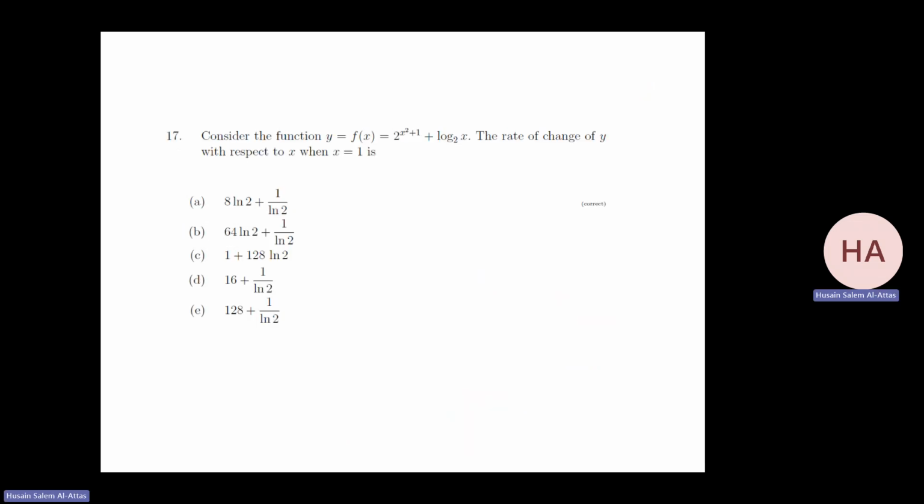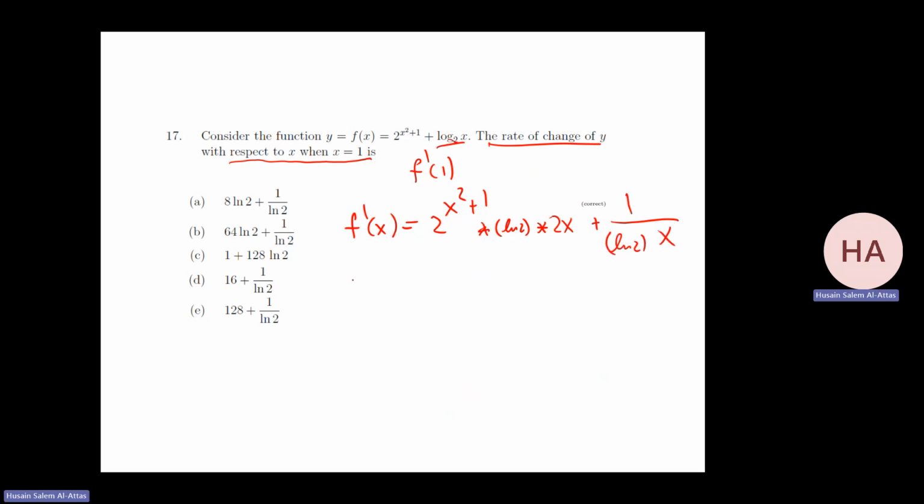Within this function, the rate of change of y with respect to x equal. What do they want? They want f prime at 1. So let me find f prime. f prime will be 2 to the power u times ln 2 times derivative of u, which is 2x plus, what's the derivative of this? 1 over ln 2x. f prime at 1.